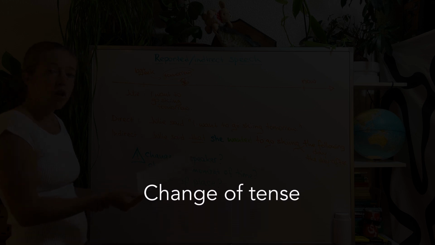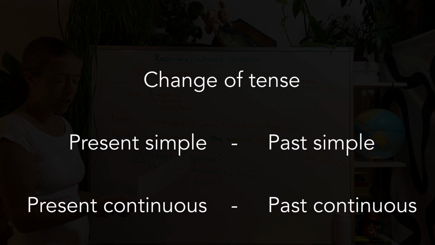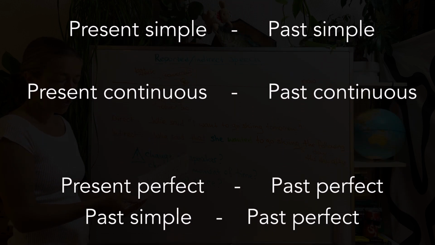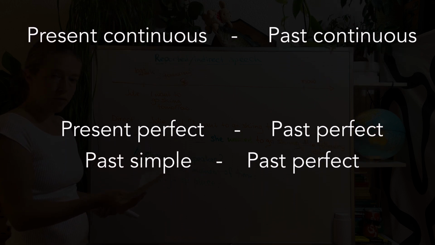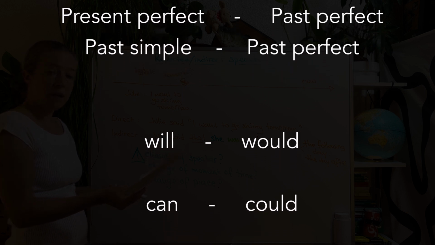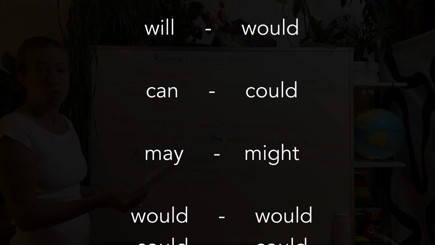S'il y a changement et que vous aviez du present simple dans votre phrase, utilisez du past simple. Si vous aviez du present continuous dans votre phrase, utilisez du past continuous. Si vous aviez du present perfect ou du past simple, utilisez du past perfect. Si vous aviez will, utilisez would. Si vous aviez can, utilisez could.